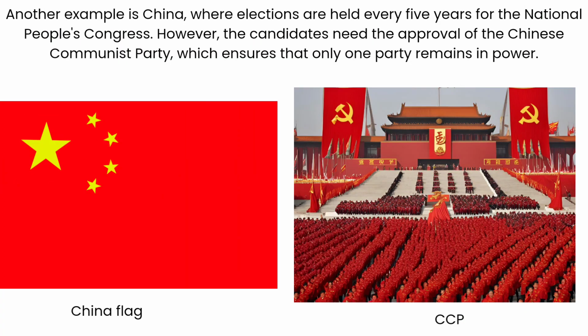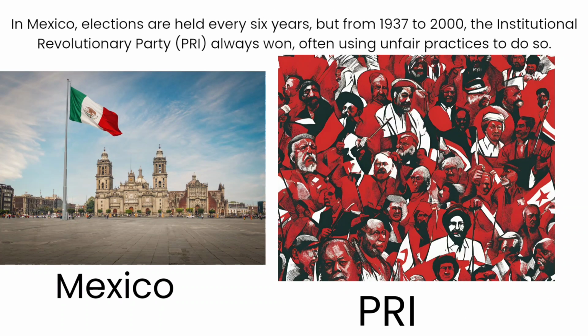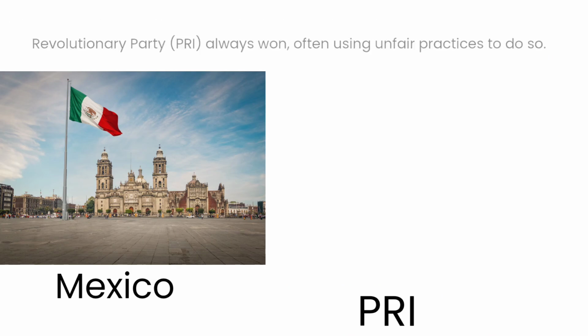Another example is China, where elections are held every 5 years for the National People's Congress. However, the candidates need the approval of the Chinese Communist Party, which ensures that only one party remains in power. In Mexico, elections are held every 6 years, but from 1937 to 2000, the Institutional Revolutionary Party, PRI, always won, often using unfair practices to do so.